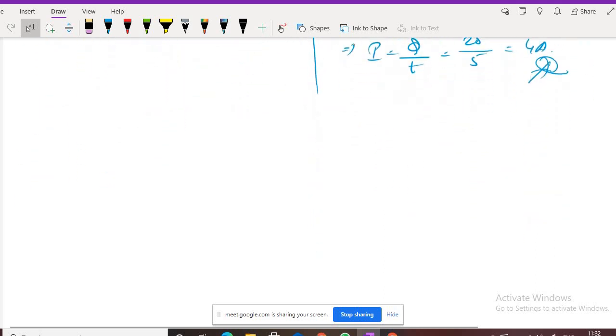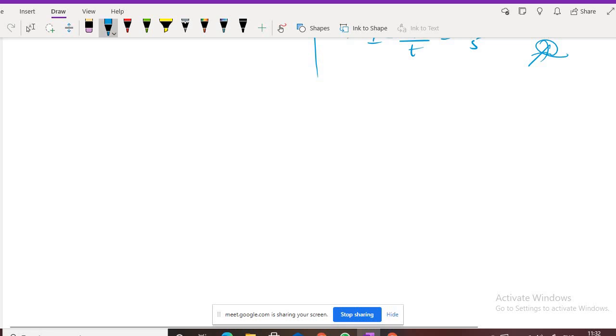If you have understood till this position, let me tell you the smaller units. What are the smaller units? Milliampere. 1 milliampere is equal to 10 to the power of minus 3 ampere.